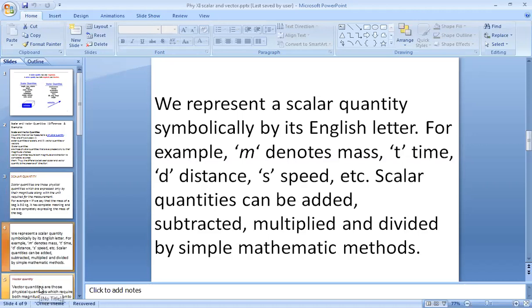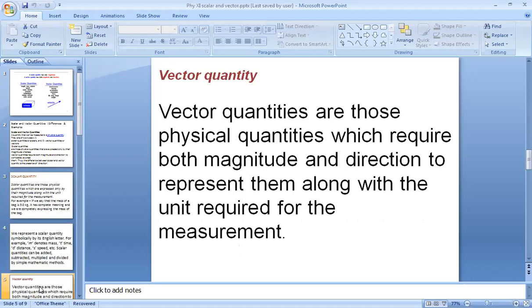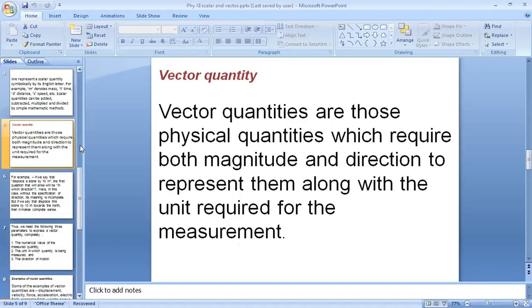Similarly, the definitions of vector quantities are shown clearly on this slide for your convenience. You can copy it down, or you can take a snapshot, or you have to learn this definition clearly to write in your test and exam: vector quantities are those physical quantities that require both magnitude and direction.